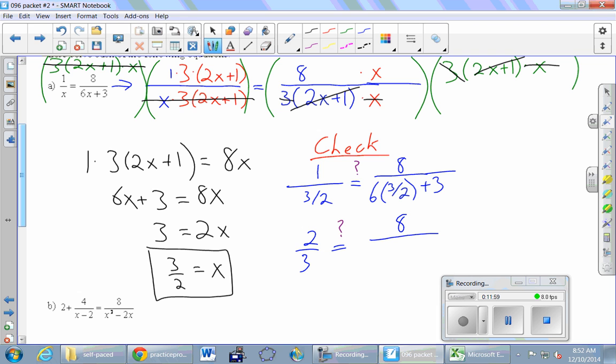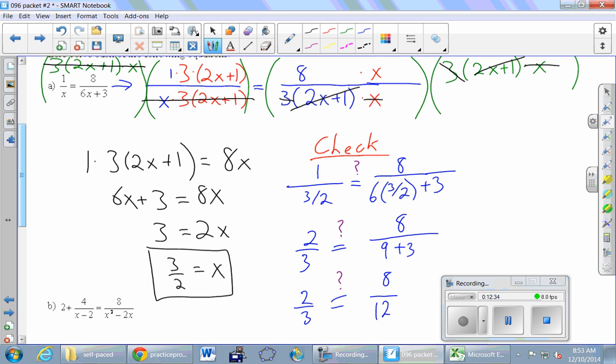Okay, 6 times 3/2 is 9. It's 1.5 sixes. So that's 9 plus 3. And then our last step here, 2/3 equals, with the question mark, 8 divided by 12. Does it? Yes, it does. So x equals 3/2 is our answer.